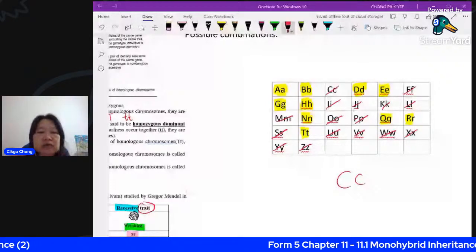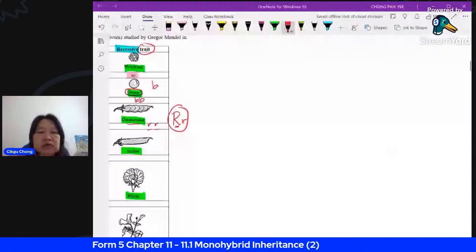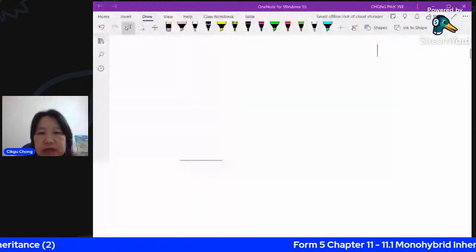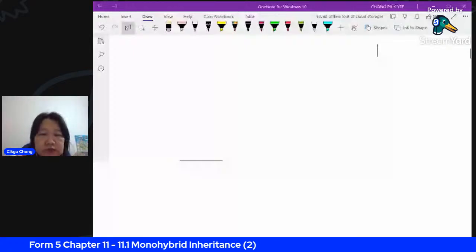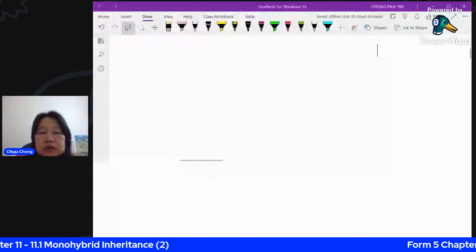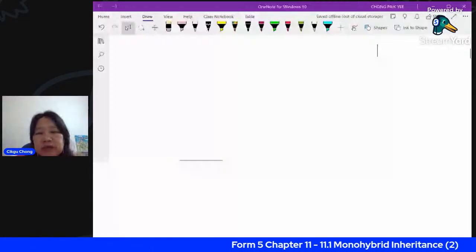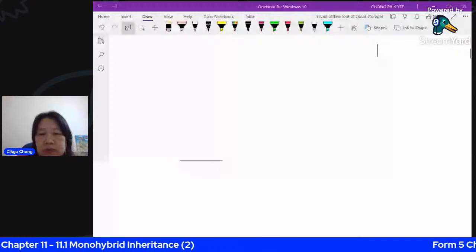Okay, now let's look at T, tall. Mendel said that perhaps one is more dominant, so we put a capital letter to represent that, capital T. Capital T is a dominant allele for tall, and small t is a recessive allele for short. He found that this is the only way to explain why you get 3 to 1. In fact, it's very smart. If you had not come up with this, you cannot explain why you will always get 3 to 1. So he came up with his law.